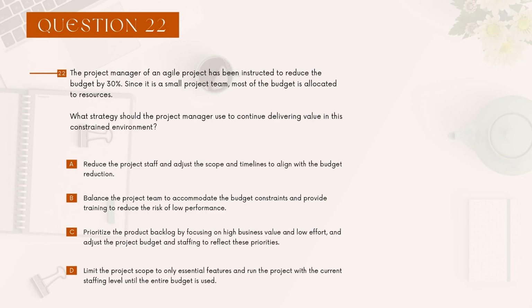All right, the project manager of an agile project has been instructed to reduce budget by 30%. Since it is a small project team, most of the budget is allocated to resources. What strategy should the project manager use to continue delivering value in the constrained environment?